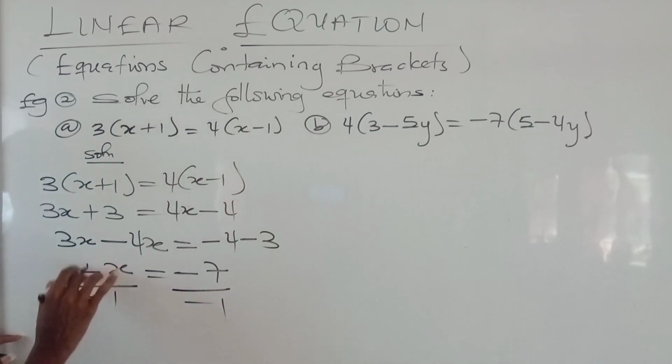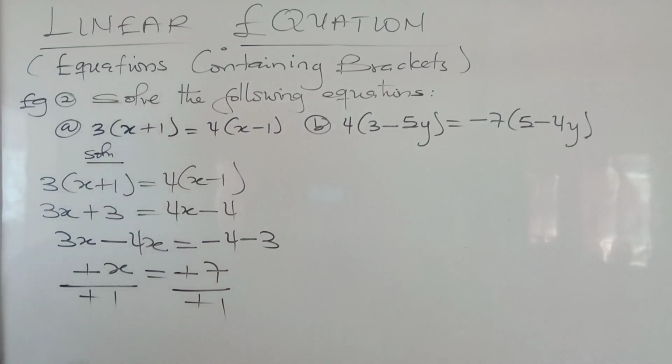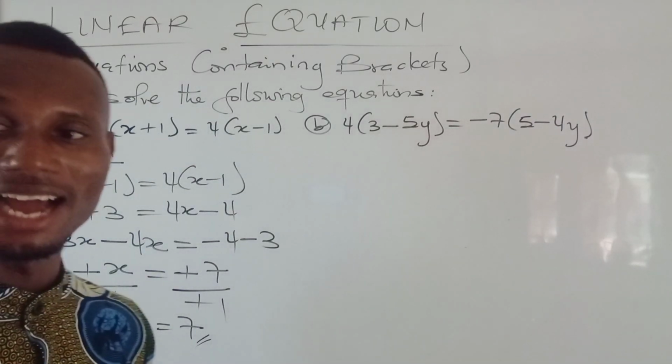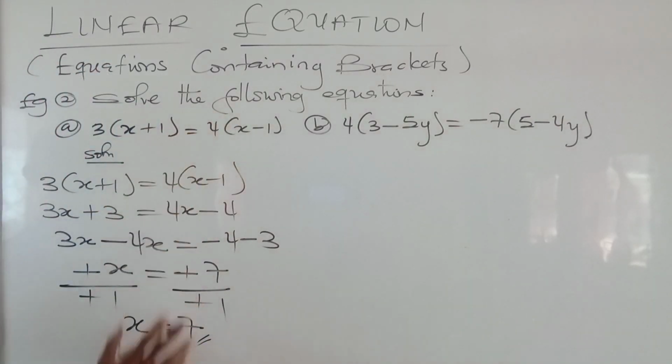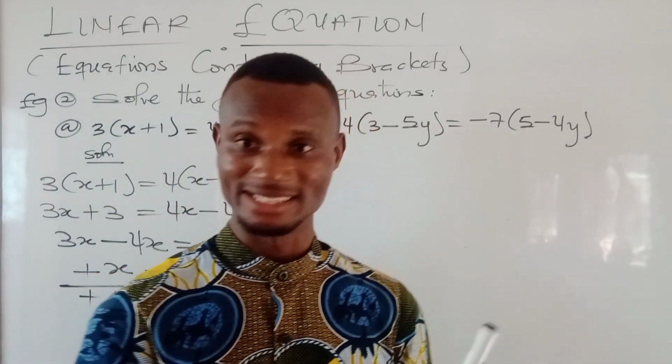So this negative and this negative will cancel, this negative and this negative will cancel as well. So what I have left is my s equals to 7/1, and 7/1 is 7. So my s equals to 7. This is my final answer for solving the equation on the board. So s equals to 7. So hope the understanding is clear enough.